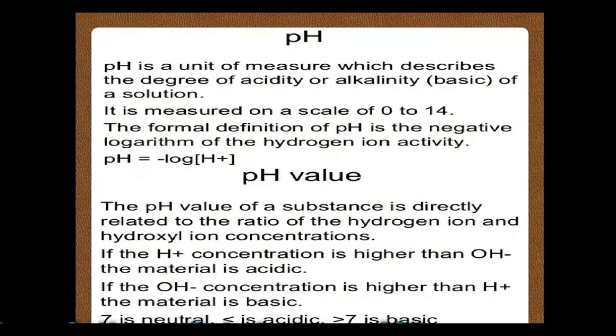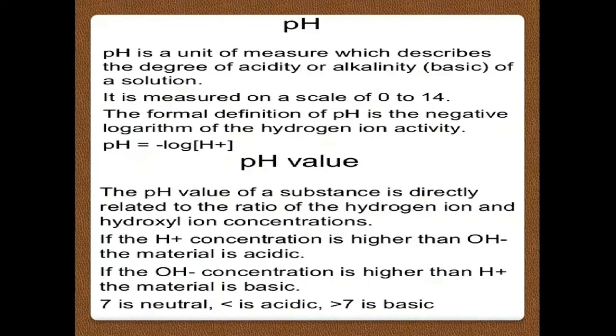So the formal definition of pH is this. What is the definition of pH? pH is nothing but the negative logarithm of the hydrogen ion concentration. Or in formula you can write pH = -log[H+], within brackets, that is the molar concentration of hydrogen ion.